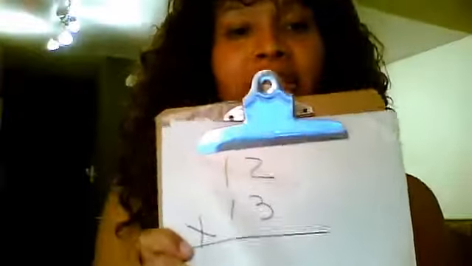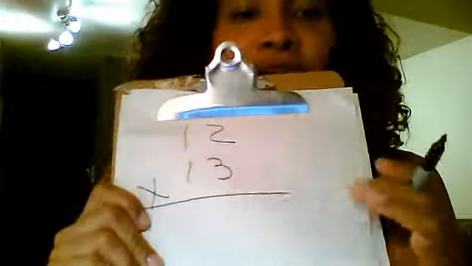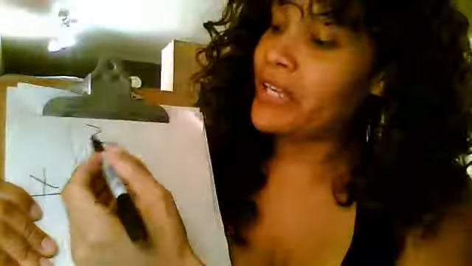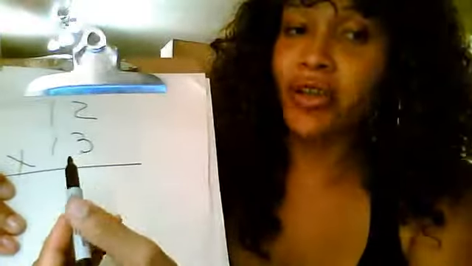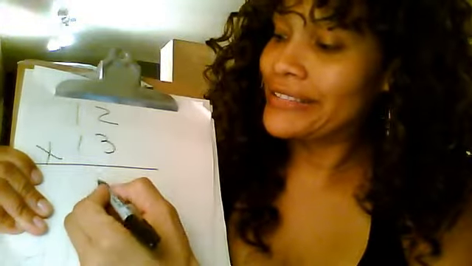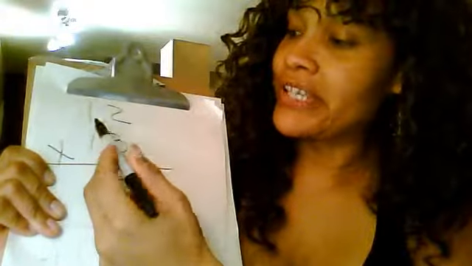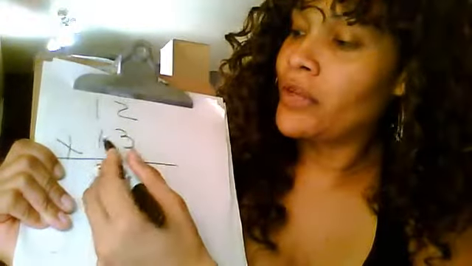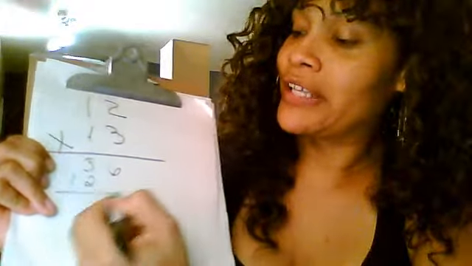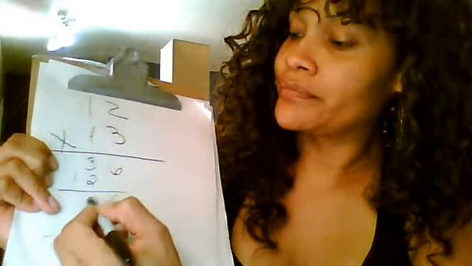Now, here's where we're going to start. The first problem is 12 times 13. Now, the way that we're taught to multiply traditionally, which is a long way: 2 times 3 is 6. 3 times 1 is 3. 1 times 2 is 2. And 1 times 1 is 1. Then we add it all up, and we get 156.